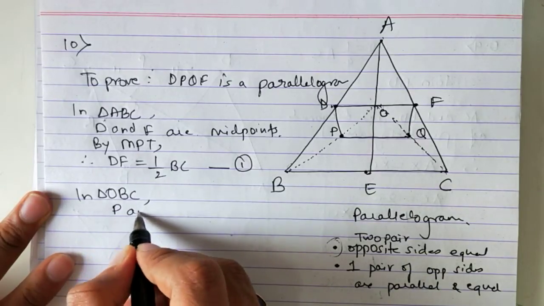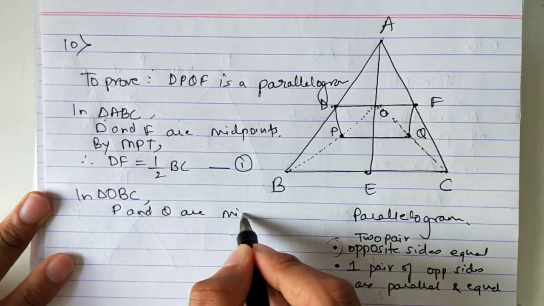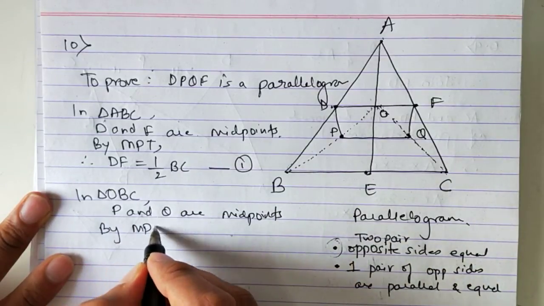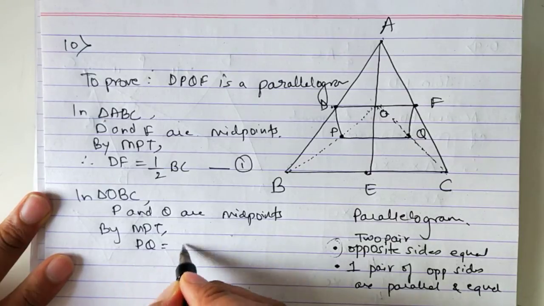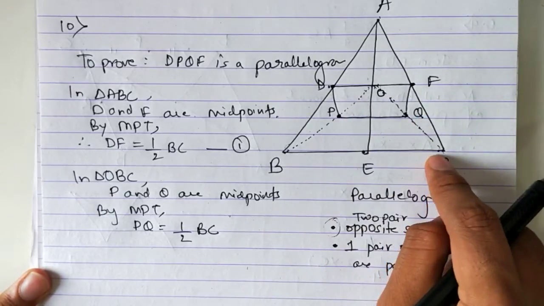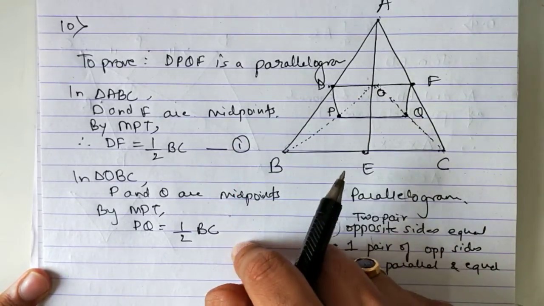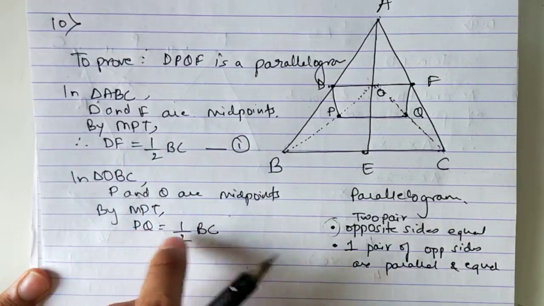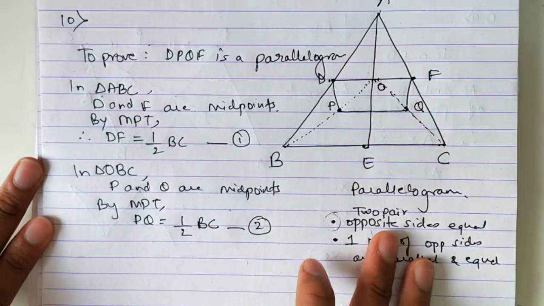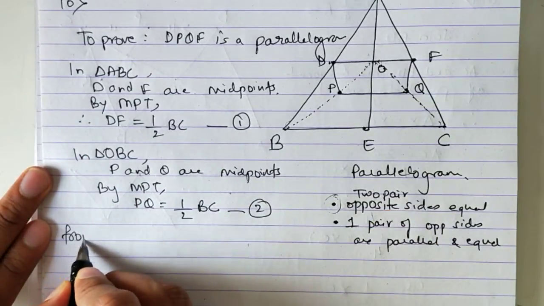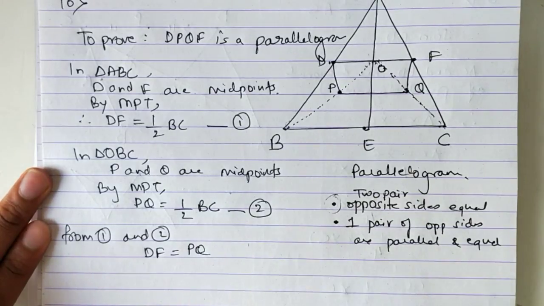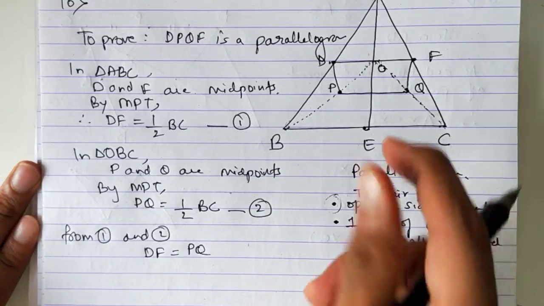Correct? So P and Q are midpoints. So by midpoint theorem, PQ is half of BC. So now if you observe carefully, this DF is also half of BC, PQ is also half of BC. That means this DF and PQ are same, correct? So I can write from 1 and 2, DF is equal to PQ.